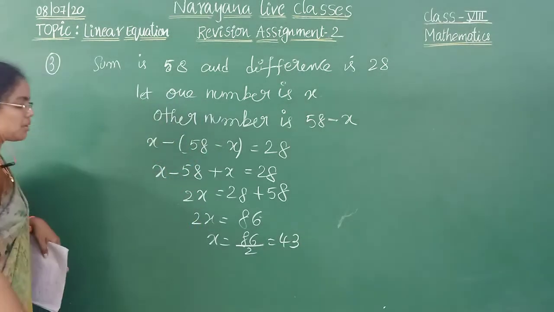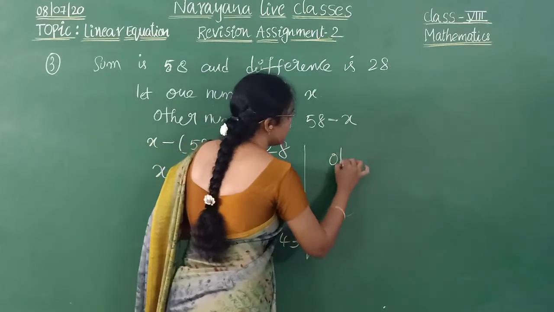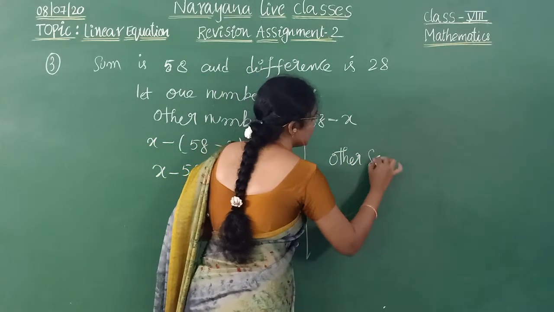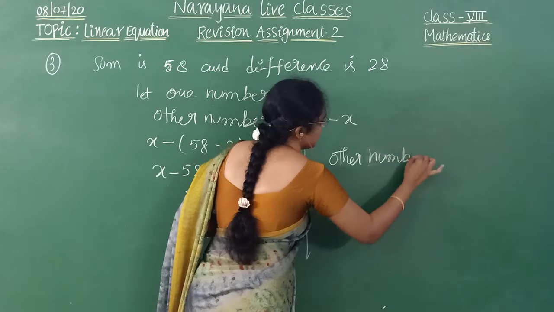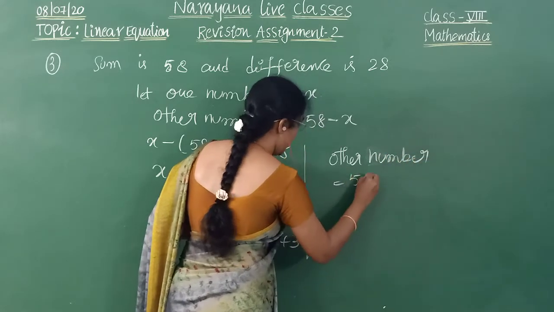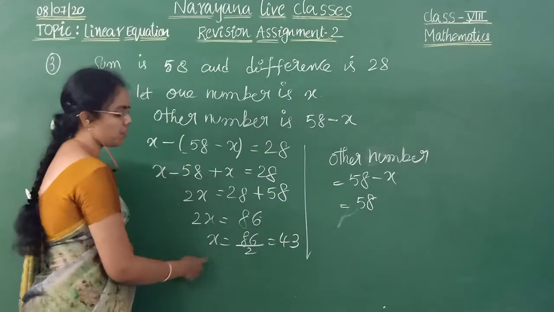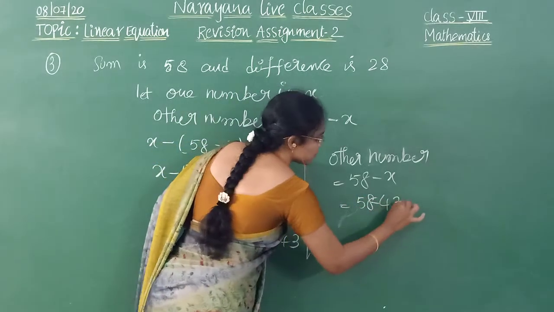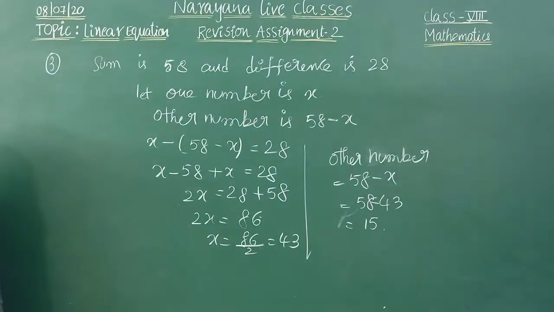We are finding the two numbers. One number is 43. The other number, the second number, is equal to 58 minus x. 58 minus, already we found x is 43. 58 minus 43 is 15. So the numbers are 43 and 15.